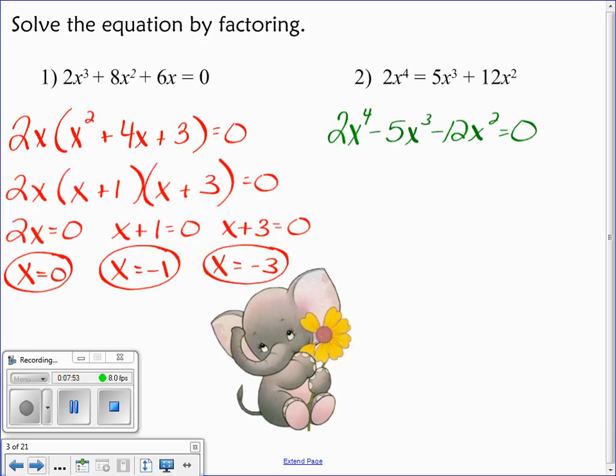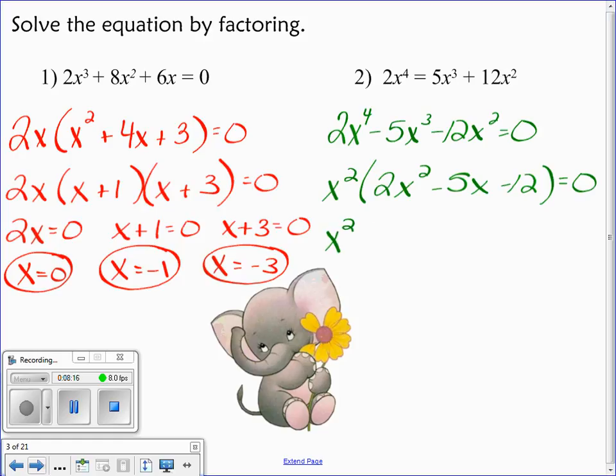Very good. GCF, I can actually take out an x squared this time. A lot of you guys kind of get stuck. You stop looking for those variables. We need to always make sure we're looking for those. All right, so taking out x squared, we have 2x squared minus 5x minus 12. I can keep going. There's an x squared. I should try to factor that further.